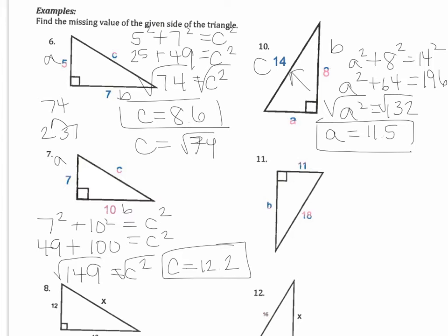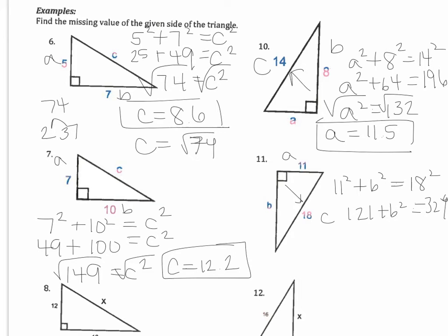And I'm done. Okay. If I jump over to number 11, across from my 90-degree angle is always C, so I have B, so that means 11 must be A. So 11 squared plus B squared equals 18 squared. So I have 121 plus B squared equals 18 times 18, which is 324. So now I'm going to solve for B squared.